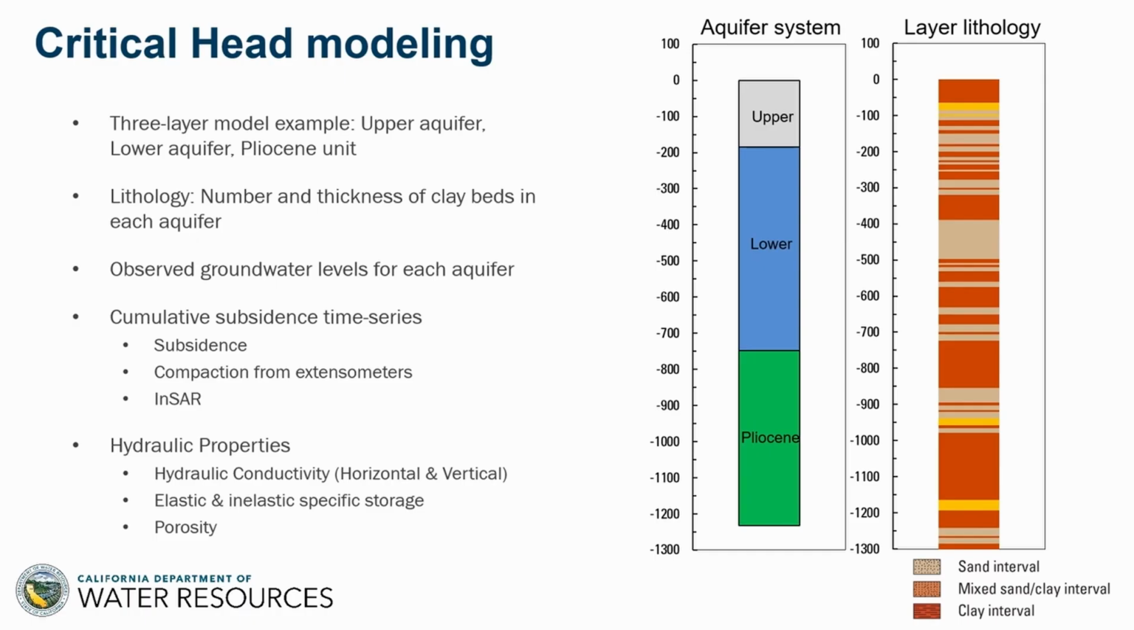This slide on the right shows a hypothetical example of a one-dimensional site to be modeled. There's 3 aquifer units in this example: the upper aquifer, the lower aquifer, and the Pliocene unit. You see that on the slide to the right in the text. To the right of this layering is a composition of the sediment at this site. The red color indicates intervals with clay sediment, known as interbeds. The tan color represents the sand intervals, and the yellow indicates a mix of sand and clay.